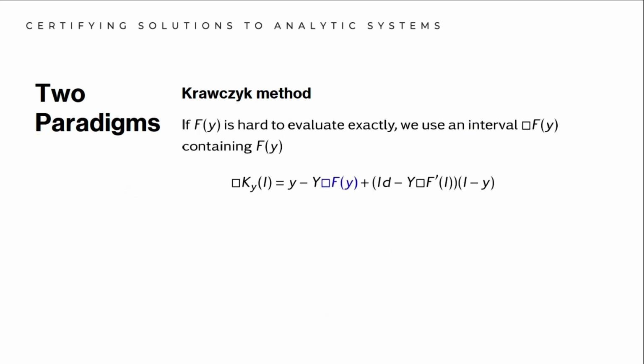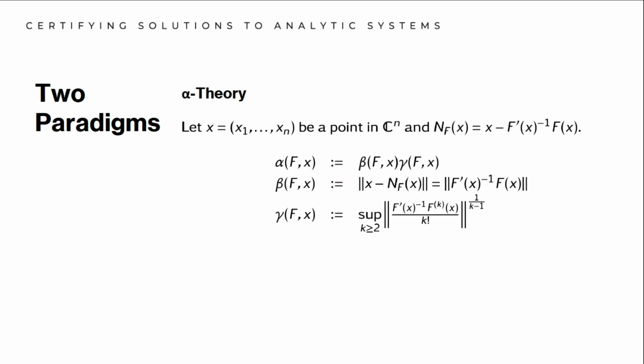As one more remark, if we have a capital F, which is hard to compute, when capital F of y is hard to compute, we can also think about an interval extension for this capital F of y. Then we can also define this new Krawczyk operator. If you replace everything with this new Krawczyk operator, then everything works nicely also. Okay. So this is all about the Krawczyk method.